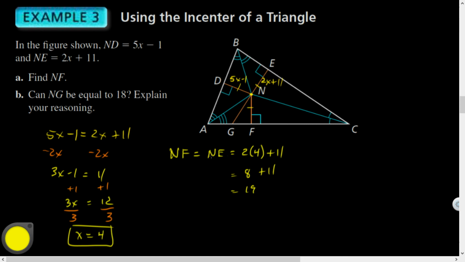Yeah. So guys, NF is equal to NE, which is equal to 2x plus 11. I plugged it in.